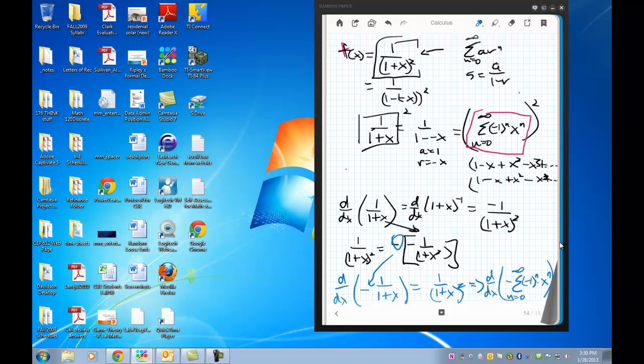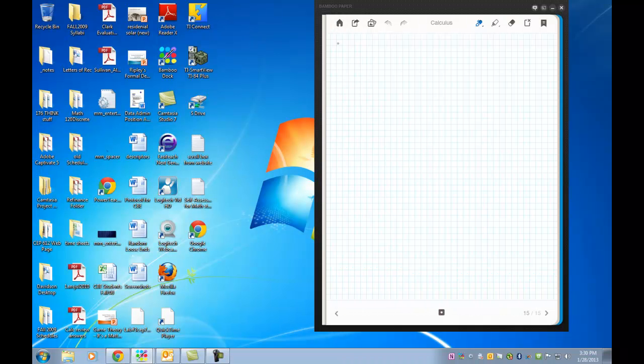Now, I'm going to pop over here because I'm going to run it. I may forget what I just did. Let's see, d over dx of negative sum as n goes from 0 to infinity of negative 1 to the n, and then what did we say? x to the n, wasn't it? x to the n? I think that's what it was. Let's double check.